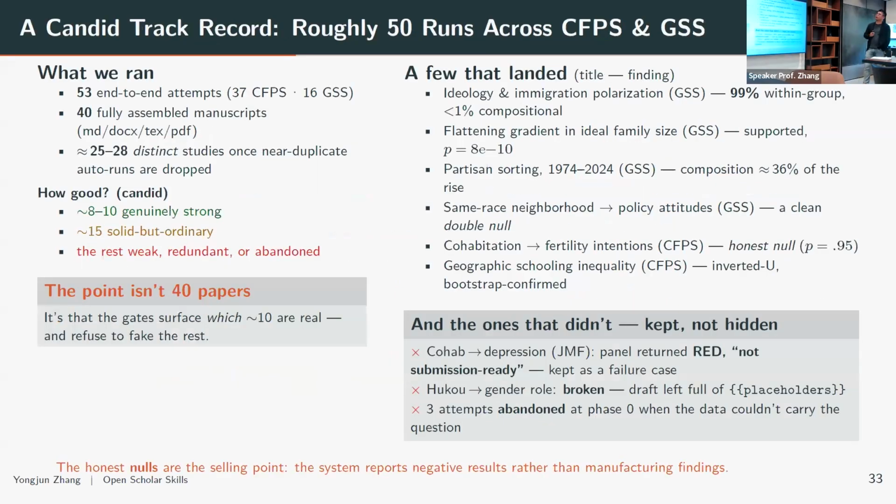Here, the candidate track record, as I mentioned: we roughly ran 50 papers using CFDS and GSS. These are open access datasets. Because we were testing the pipeline, some of these failed. We have about 40 fully assembled manuscripts, and I would say 8 to 10 generally strong, 15 solid but ordinary. So kind of normal science, not genius science.